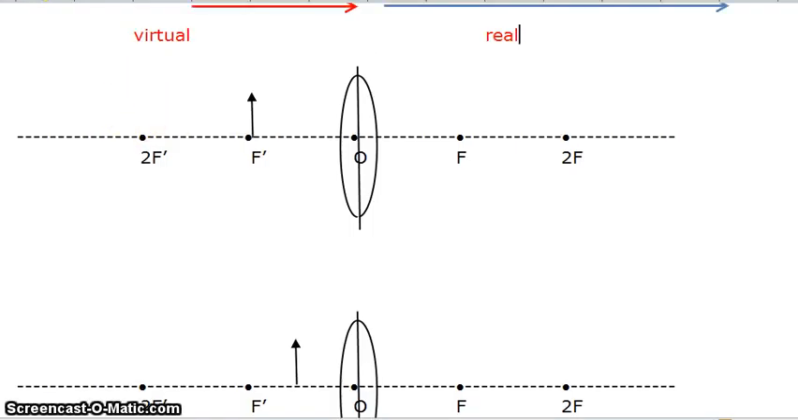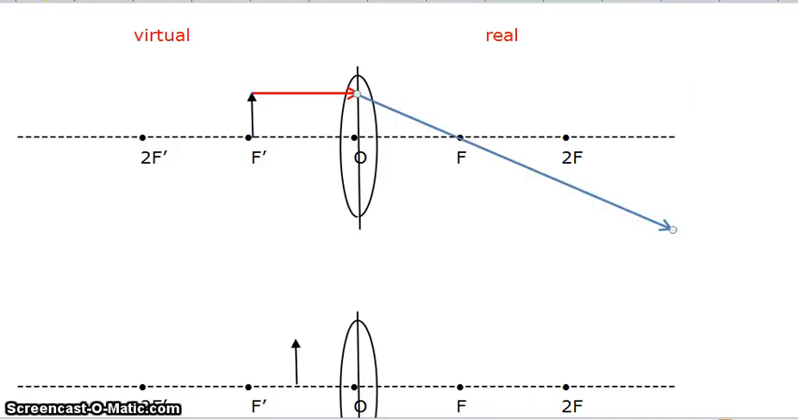So as always, we have our virtual and our real side, and we're going to follow the same rules. So we're going to start parallel to axis, go through the real focal point. Now here comes the tricky part. The second one is supposed to go through the virtual focal point, but the object is on top of the virtual focal point, so we can't draw that line. So we have to skip straight to line 3, which is through the optical center. So we go through the optical center, and then that line just keeps going straight, as always.